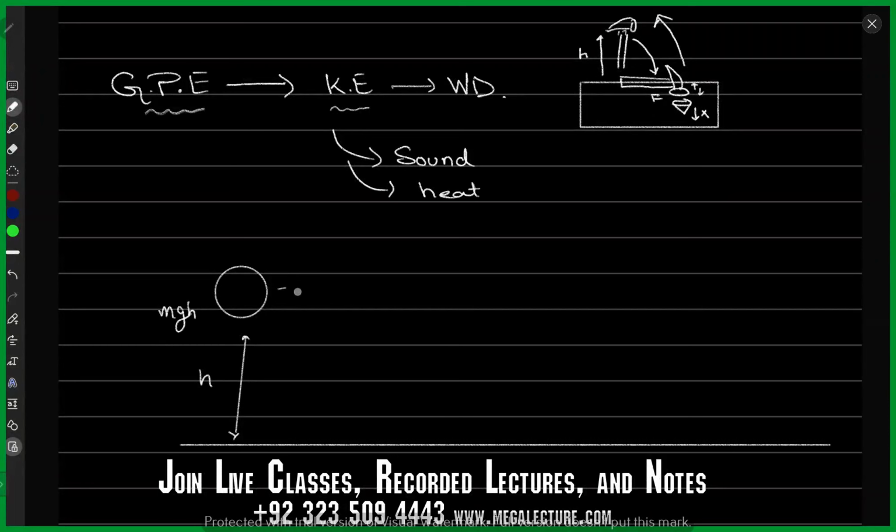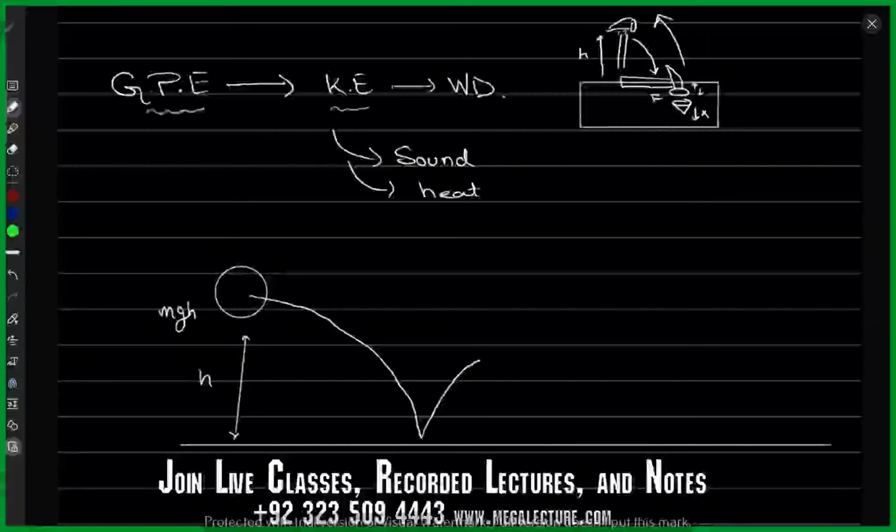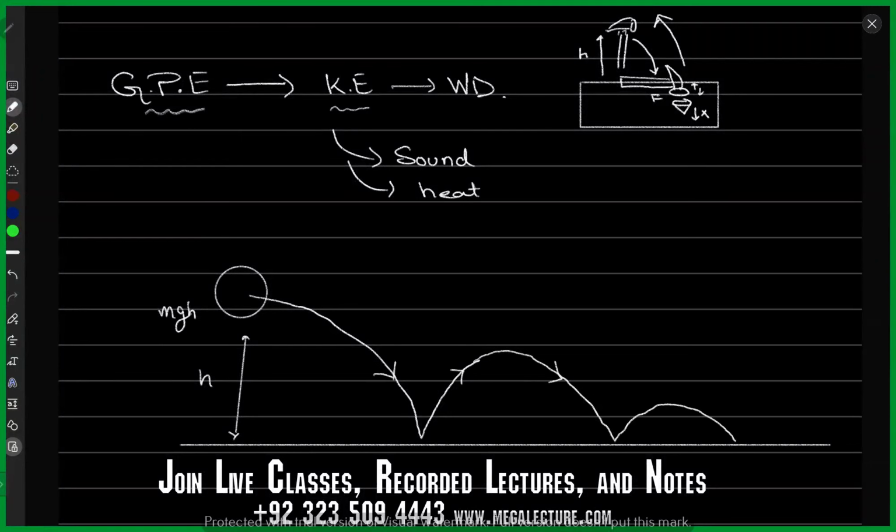I know what the path of the ball looks like. It will go down, hit the ground, and then rise again, but not as much. It will hit the ground again, rise but not as much, and hit the ground, and eventually the bounces will become so small that it might stop. The ball might come to rest over here.